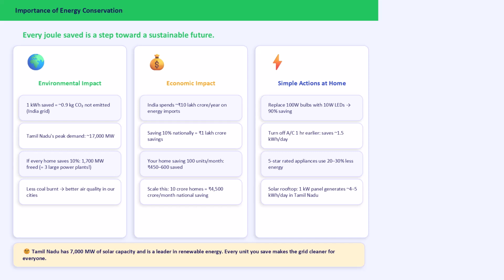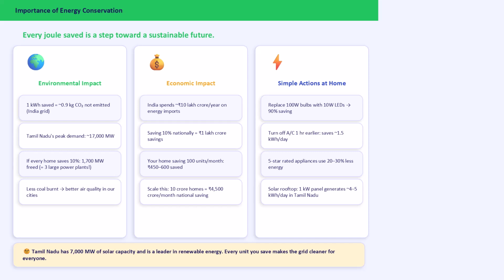Energy conservation is not just an environmental slogan, it is an engineering imperative. Every kilowatt hour of electricity saved in India prevents approximately 0.9 kilograms of carbon dioxide from entering the atmosphere. Tamil Nadu's peak power demand exceeds 17,000 megawatts. If every household reduced consumption by just 10%, we could free up 1,700 megawatts, equivalent to shutting down 3 large coal power plants. Replacing a single 100-watt incandescent bulb with a 10-watt LED saves 90% of lighting energy.